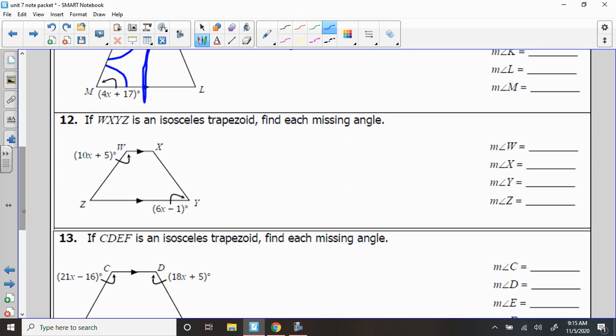Okay. All right, this is isosceles. This one's a little challenging, but you can do this one of two ways. This is down the middle, so this can come over here, and then X and Y add up to 180.